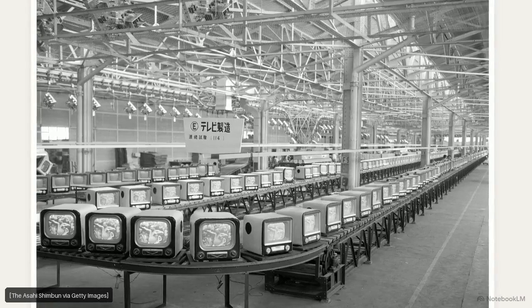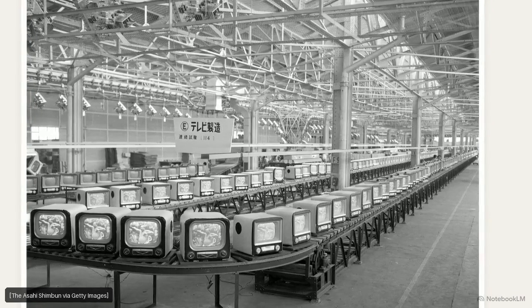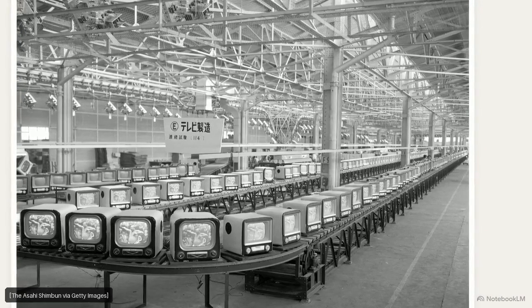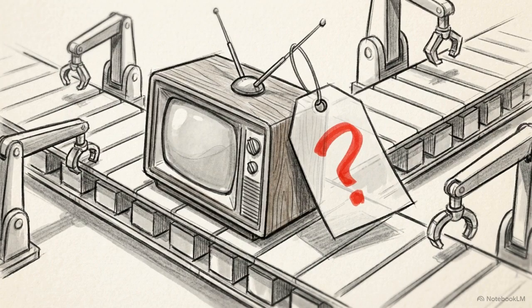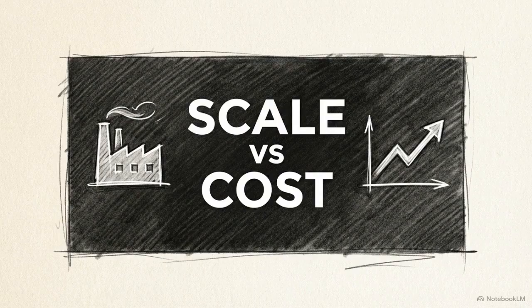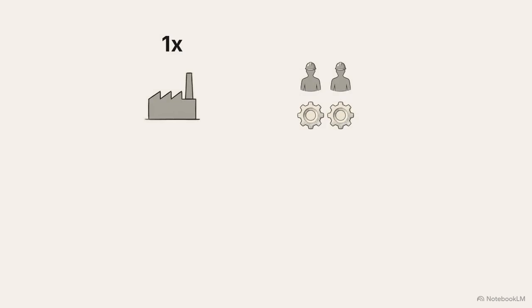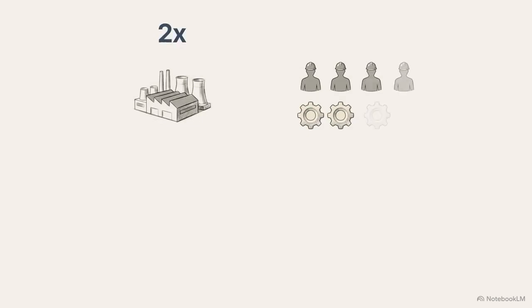When you look at an assembly line like this, churning out identical televisions by the thousands, the physical scale of production is clear. But our task is to determine how that physical scale dictates unit cost. Economists analyze this relationship through the concept of returns to scale. This measures what happens to total output when a firm increases all physical inputs, labor, machinery, and land, by the same proportion. Imagine doubling every single component of this factory at once.